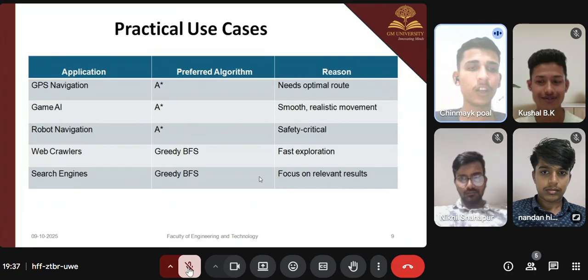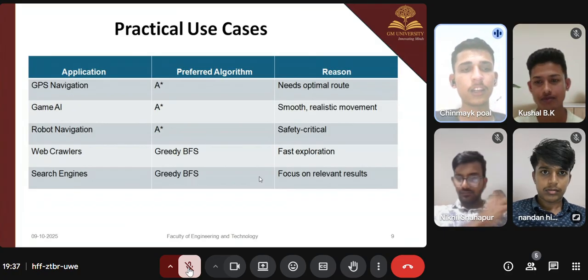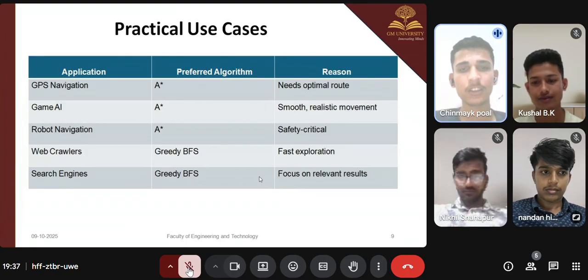Next application is robot navigation, the preferred algorithm is A star, and the reason is safety critical. Next application is web scrapers, the preferred algorithm is greedy BFS, and the reason is fast exploration. And the last application is search engines, the preferred algorithm is greedy BFS, and the reason is that it focuses on relevant results.